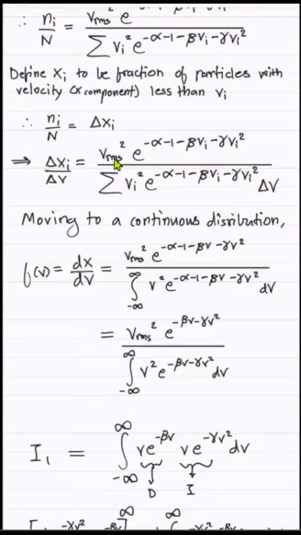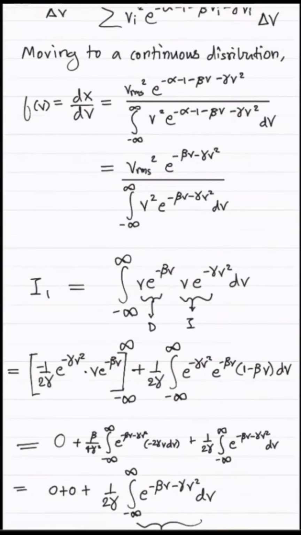All right, and in a continuous distribution, this thing on the right hand side turns out to be this. So you've got vrms squared e power negative alpha minus 1 minus beta v minus gamma v squared, and then this integral. This summation turns out to be an integral. It's no big deal. It's done a lot in maths. Okay, so now we can get rid of this e power negative alpha minus 1 because that's a constant. You can take that out of this integral and then you just get vrms squared e power negative beta v minus gamma v squared upon this integral.